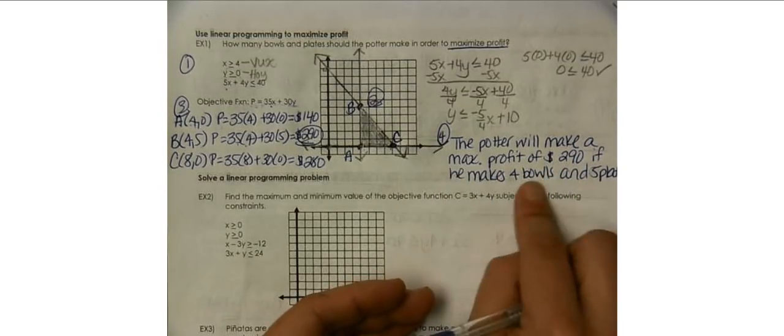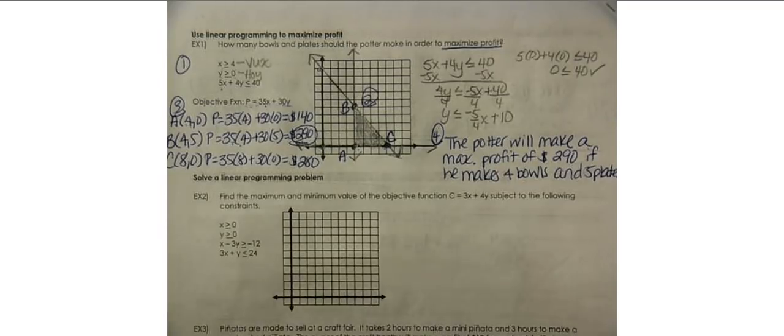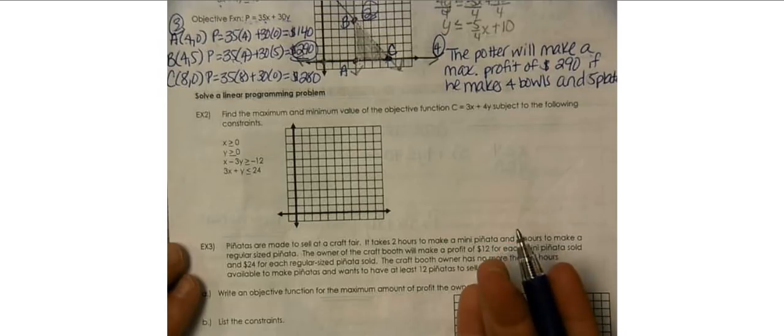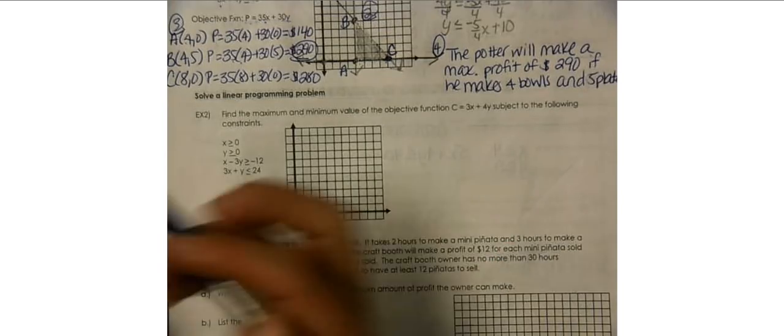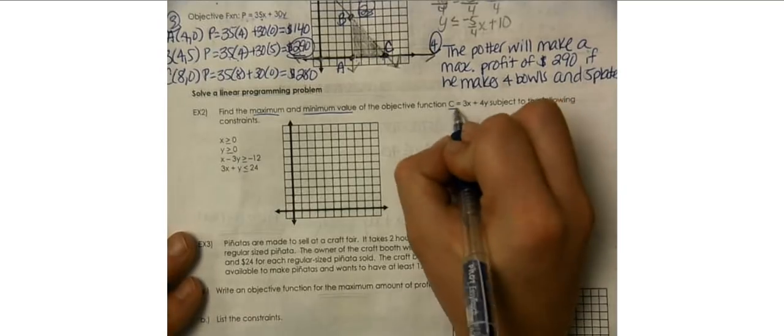This is what you're going to see on your test. It'll be structured where I'm going to ask you to list all of your information and then give me a final answer statement. So let's go ahead and look at example number 2. This type of problem does not have any context to it. It's simply asking you to find the maximum and minimum value of the objective function c is equal to 3x plus 4y subject to the following constraints.